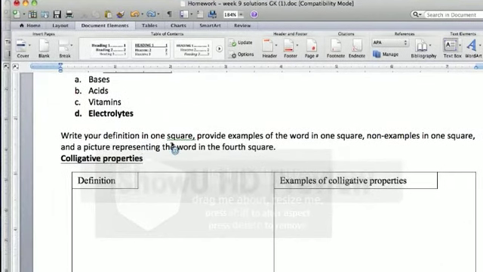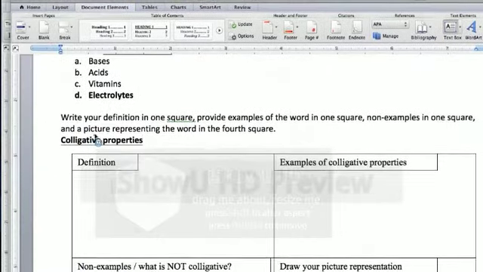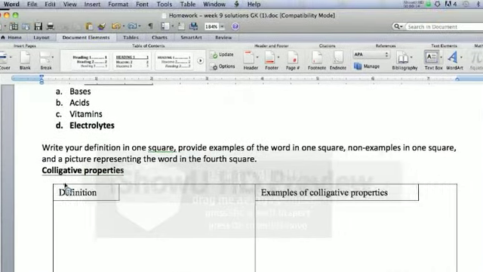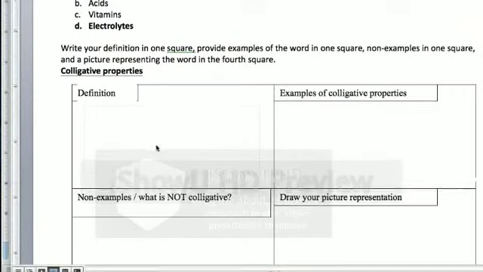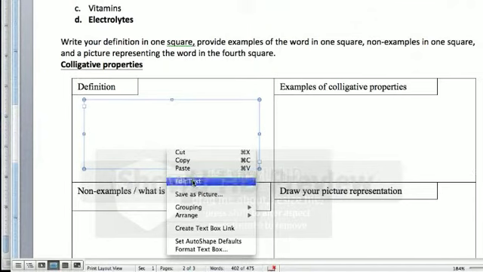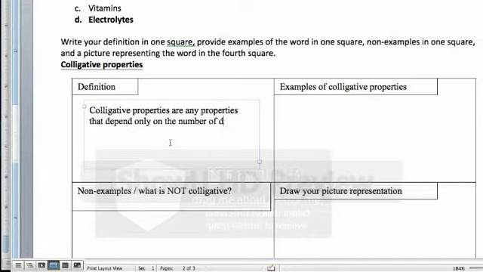It says, write your definition in one square, provide examples of the word in one square, non-examples in one square, and a picture representing the word in the fourth square. Colligative properties, we first have to provide a definition. Colligative properties are any properties that depend only on the number of dissolved solute particles in a solution, meaning that they're the properties of a solution that depend on how much solute you've dissolved.